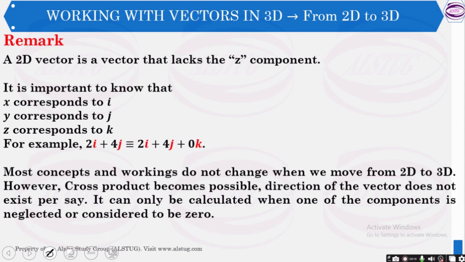Now, you can calculate the direction of the vector with respect to the x-axis, or with respect to the y-axis, or with respect to the z-axis. When you ask what the direction of the vector is, it becomes a little too vague to calculate. However, with 2D vectors, it was very simple and very possible.